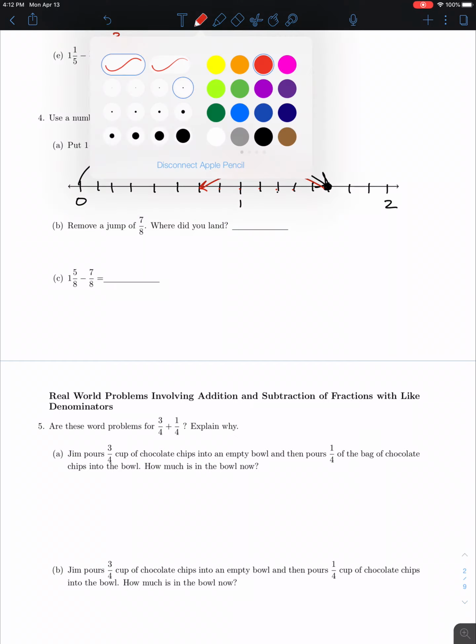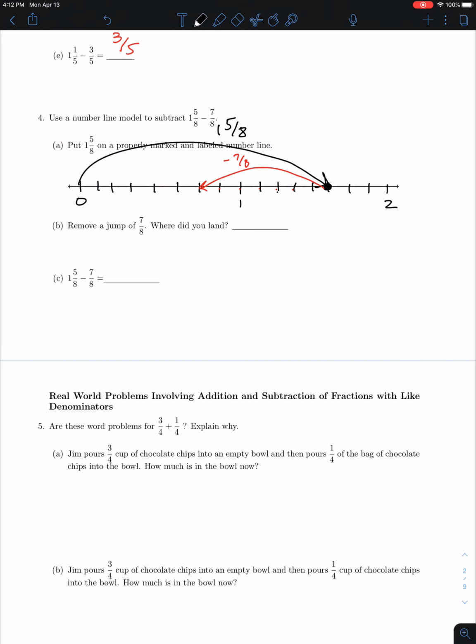So starting from the beginning, we've got 1/8, 2/8, 3/8, 4/8, 5/8, 6/8. So our final landing point was 6/8. But again, if you notice, 2 goes into both of those, so we can rewrite this as 3/4. So finally, 1 5/8 minus 7/8 is 3/4.